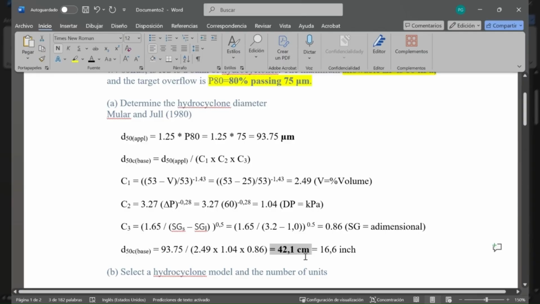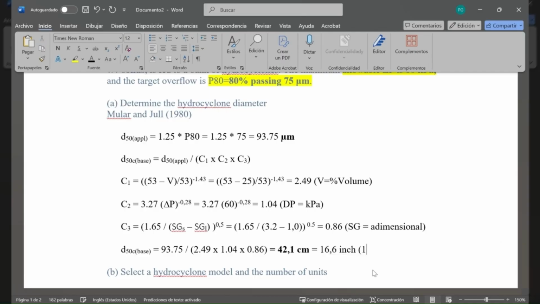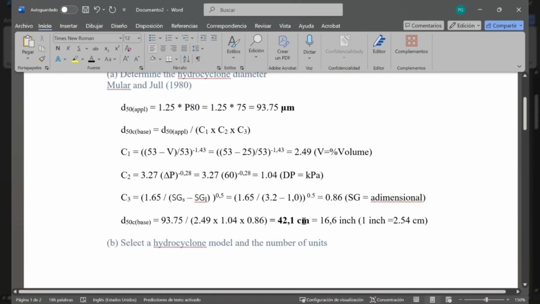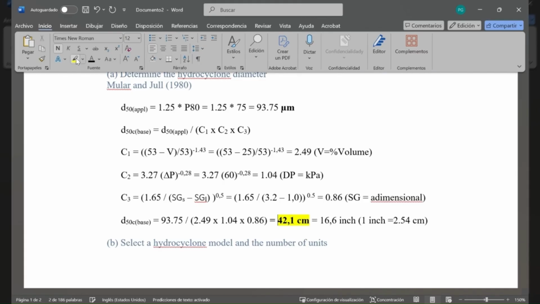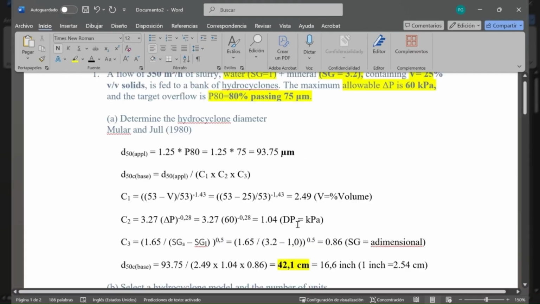Okay, so this is going to be the cut size, or the diameter that the hydrocyclone requires for a certain cut size. And if we convert that to inches, this is going to be the value. Remember that 1 inch equals 2.54 centimeters. Okay, so now with this data over here, I'm going to highlight it in yellow.